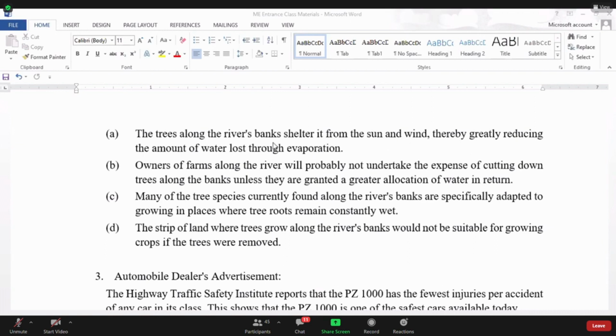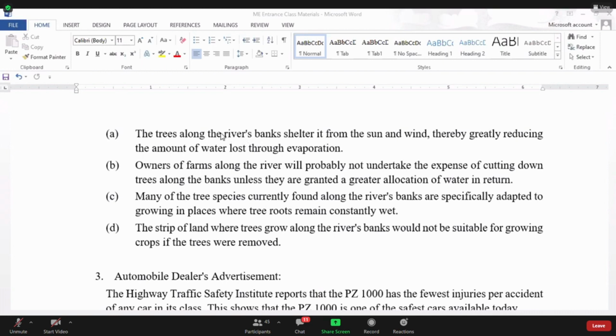Isn't it? Those trees protect the water from the sun and the wind, and due to the trees, water can't get evaporated. So more water would be preserved there.